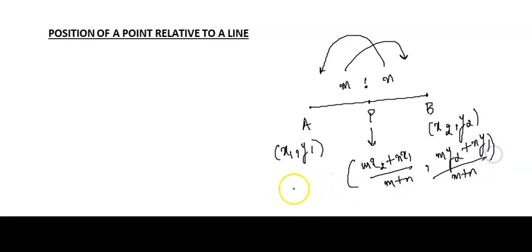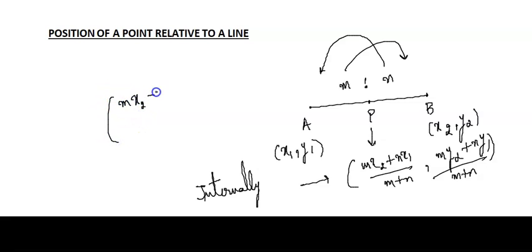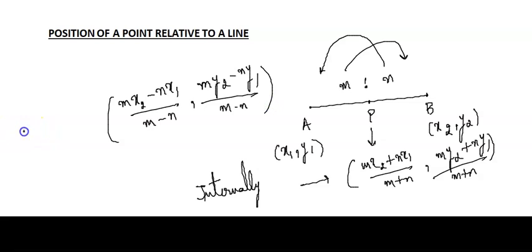Now this is for internal division, if this point P divides AB internally. But if it divides externally, the coordinates will be this. Instead of plus, there will be minus in between. But what does externally mean? Let us understand this. This is for external division.